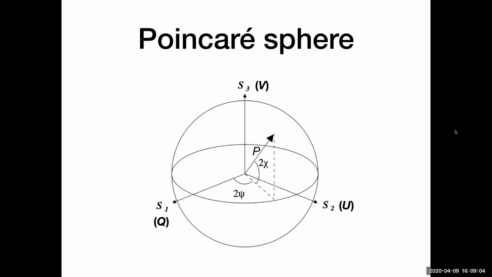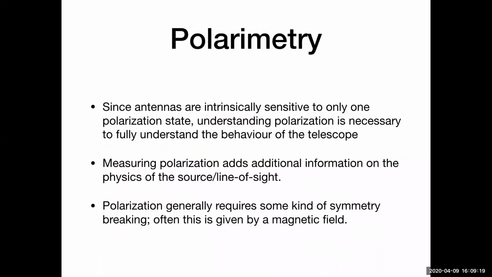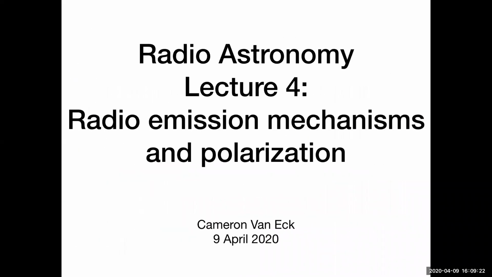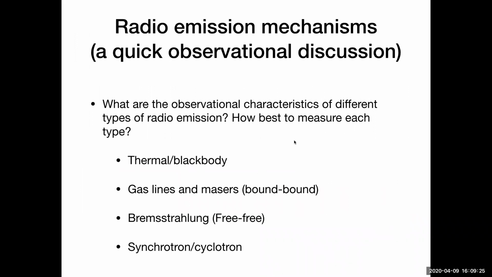Yeah, so that wasn't something I actually had, so it's good that you brought it up. And I think it's mostly just because there aren't a lot of emission mechanisms for circular emission. Just looking through the list here: black body emission is not polarized at all normally. Gas lines and masers are only polarized through the Zeeman effect, so far as I'm aware.